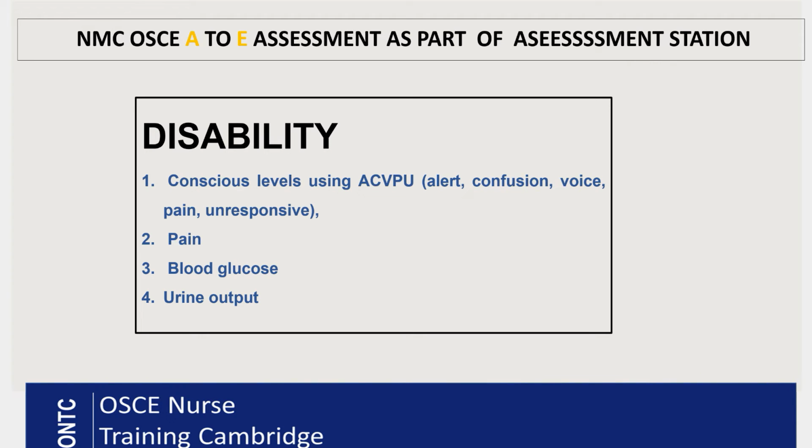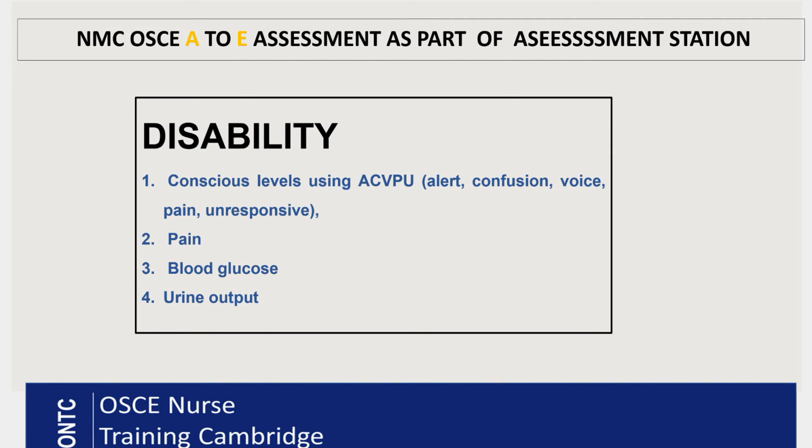Okay, because if a patient is diabetic and they have an unstable blood sugar level, that would definitely have an effect on their alertness level, and that might make them confused. So you're going to check the blood glucose and also the urine output, because we know that renal patients, if they don't have good urine output, can have an impact on their conscious level, and that can make the patient confused.